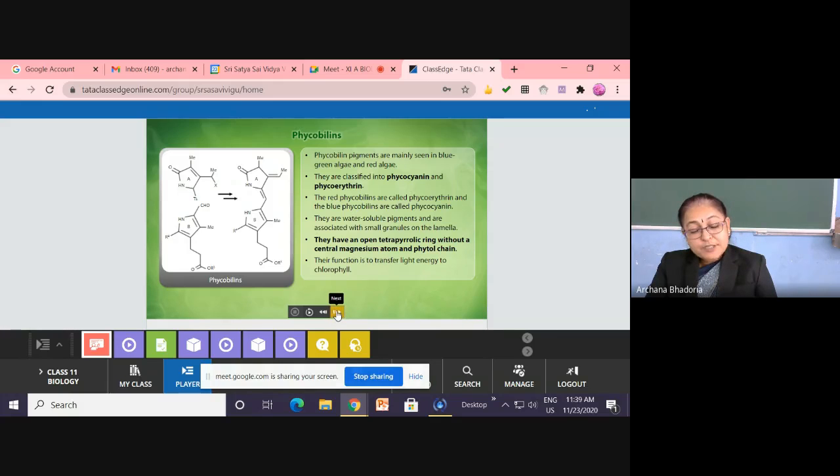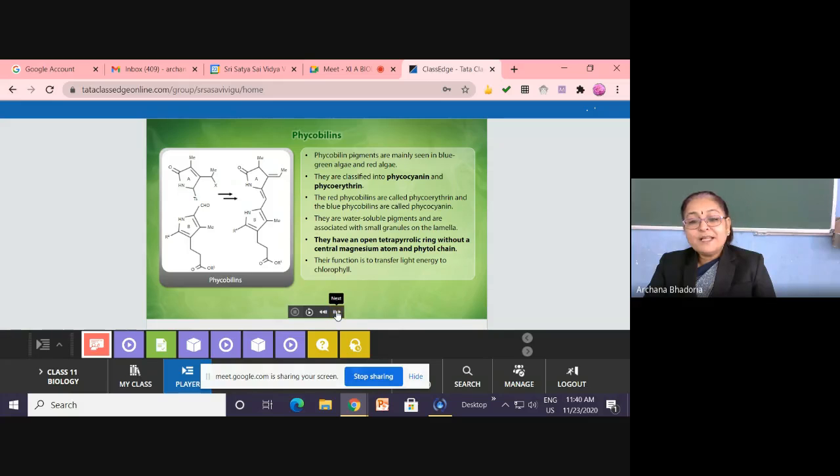Children, this is very important, you write it, because when I will start unit number 1, the diversity chapter, the plant kingdom, we will be classifying the algae also. That is the thallophyta. You have done in 9th class the thallophyta, bryophyta, pteridophyta, the gymnosperms, angiosperms. So when we study the thallophyta, I will be using all these words. So what is it? Phycocyanin, phycoerythrin.